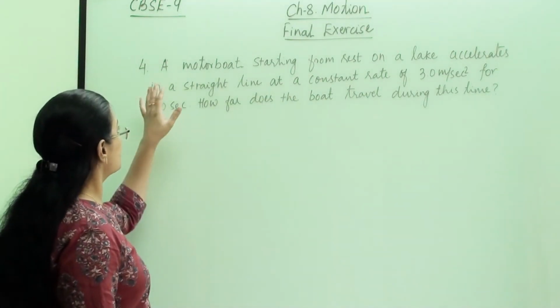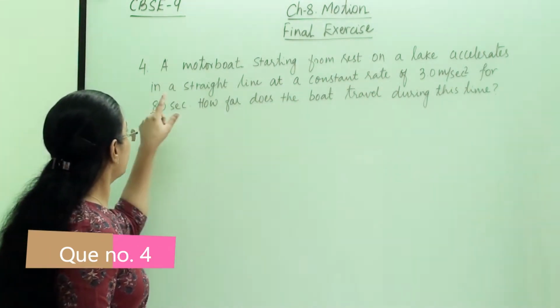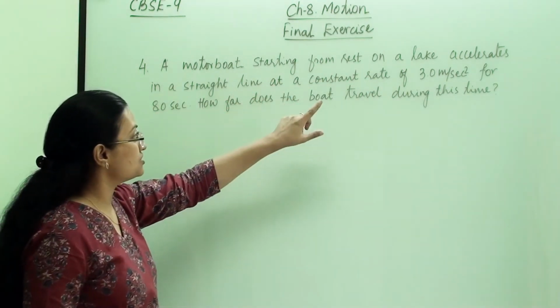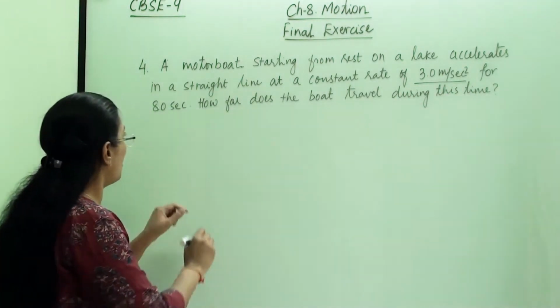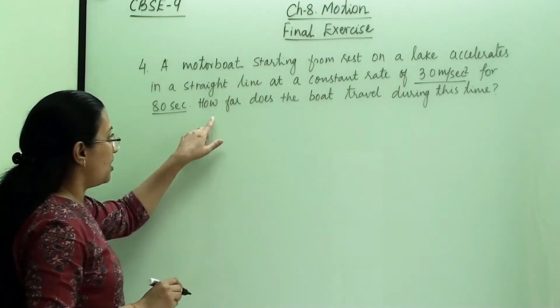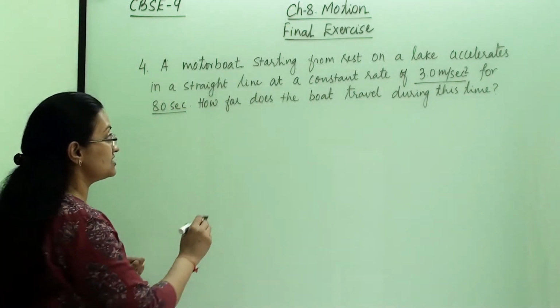Fourth numerical: a motorboat starting from rest on a lake accelerates in a straight line at a constant rate of 3 meters per second square for 8 seconds. How far does the boat travel during this time? So we have to find out the distance.